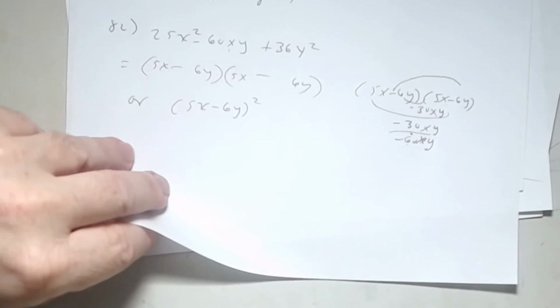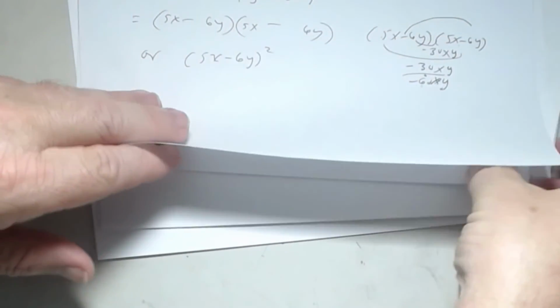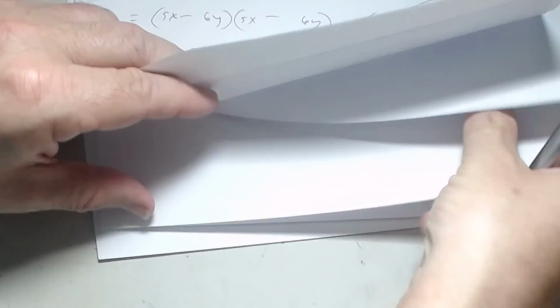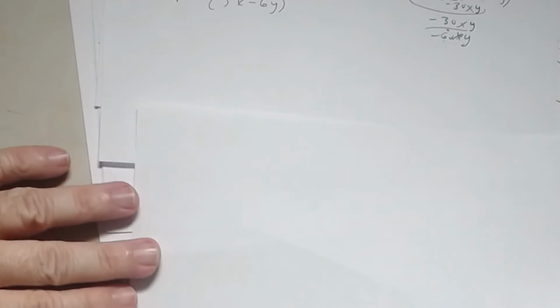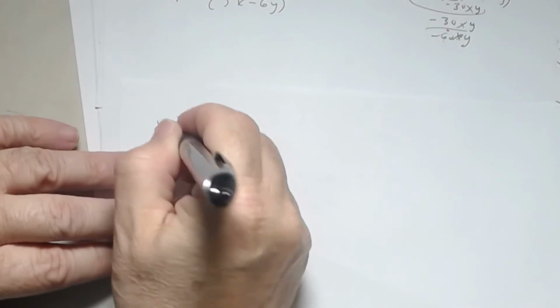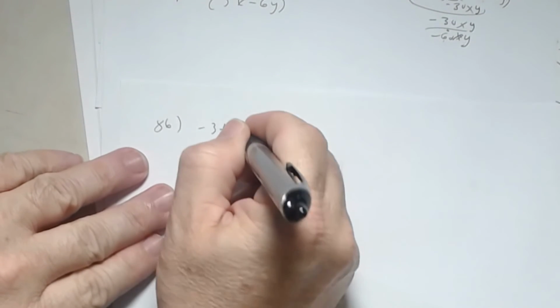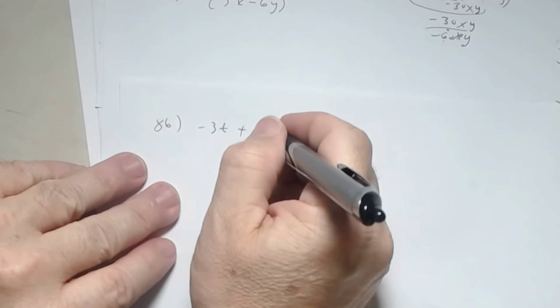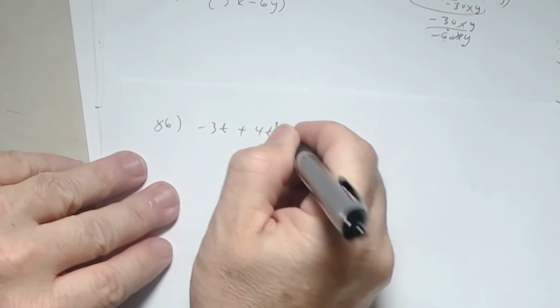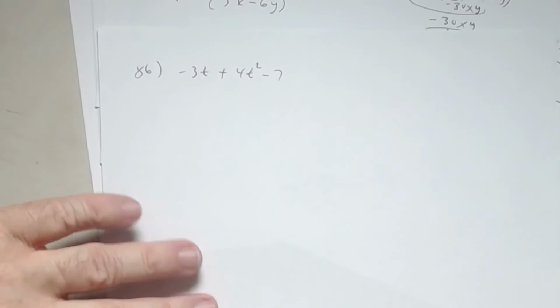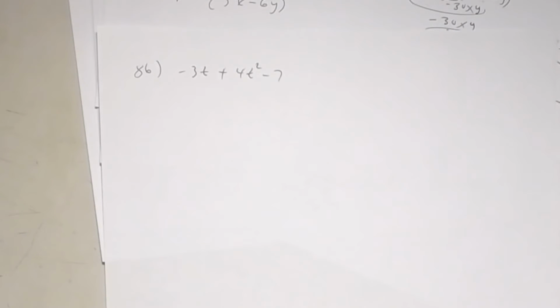All right. Okay, 86. All right, 86, you have negative 3t plus 4t squared minus 7. Well, yeah, the GCF is 1. Definitely 1. Okay, 7 is prime. 83.